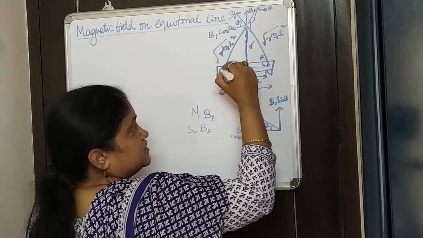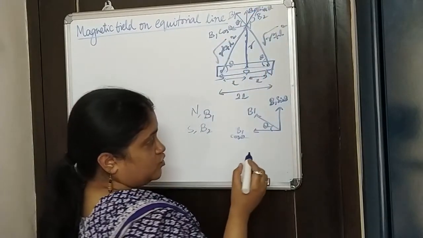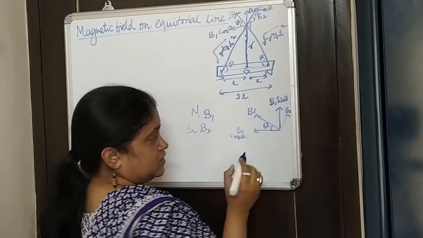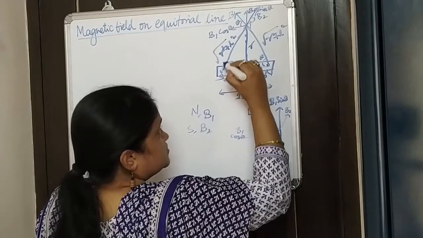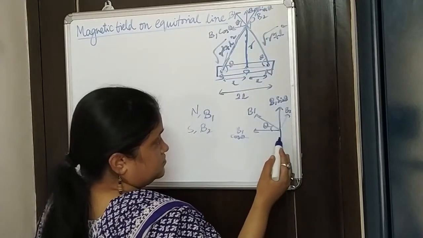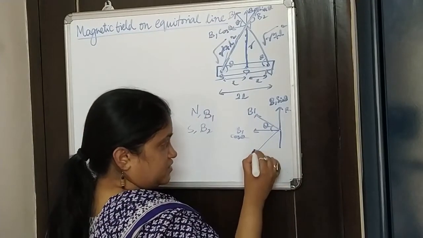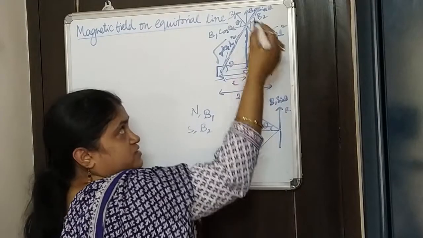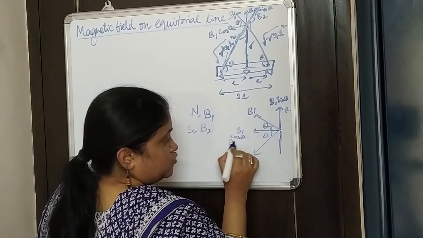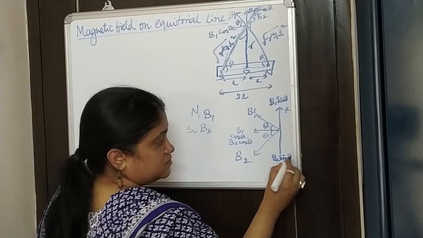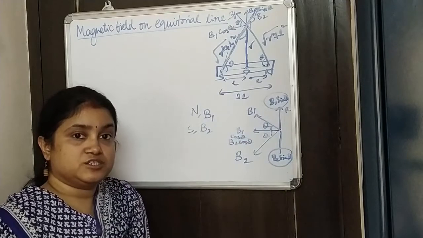Same way, with S to P, from south pole to P, we have B2. So B2 is going like this. But since this is the south pole, it will be towards this direction. So you can write it in this direction. This will be B2. South pole means it will be in this direction. So if this is B2, and this is theta, this is B2 cos theta and this is B2 sin theta. So you see B1 sin theta and B2 sin theta are in exactly opposite directions, right?